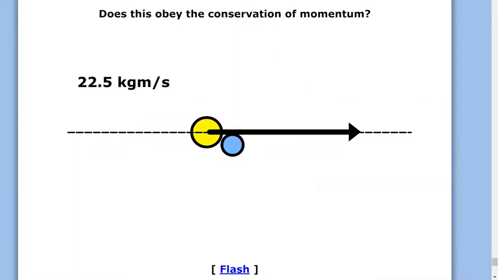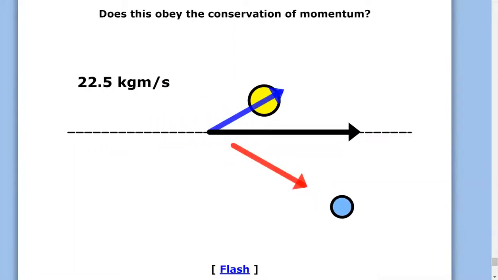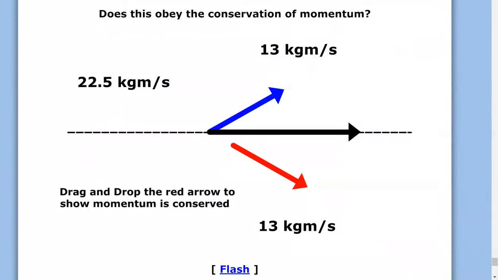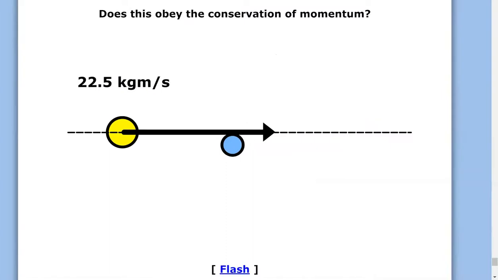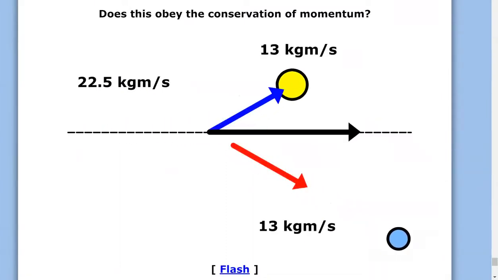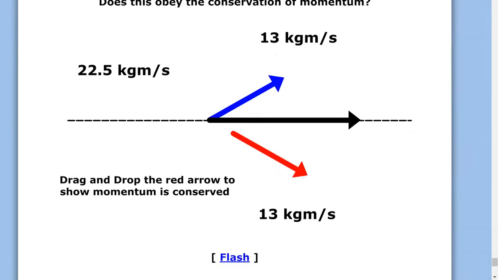When you look at this collision in front of you, it probably won't be obvious that in this collision, the total momentum before equals the total momentum after. Looks like the total momentum after is 26, and the total momentum before is 22.5. And that's something you may conclude if you forget that you don't add up vectors at an angle like that, 13 plus 13. You add them up vectorially.